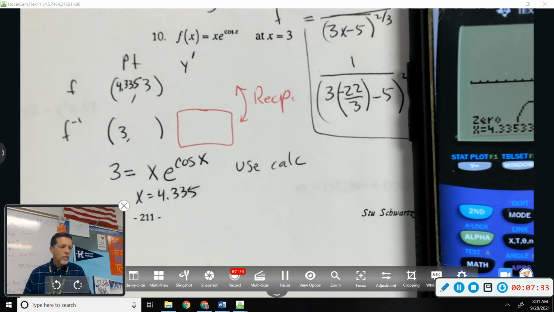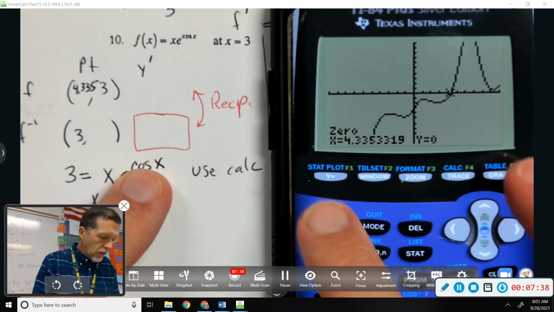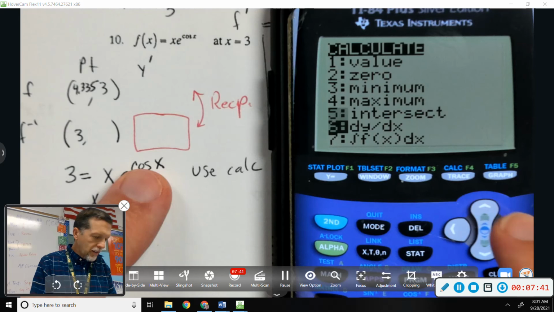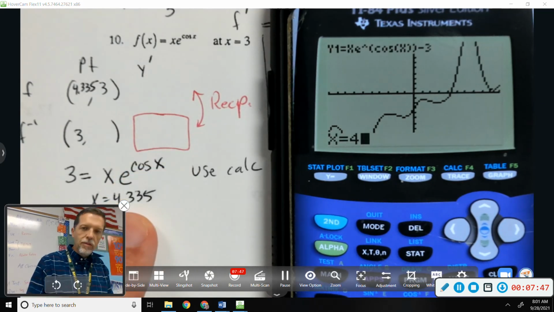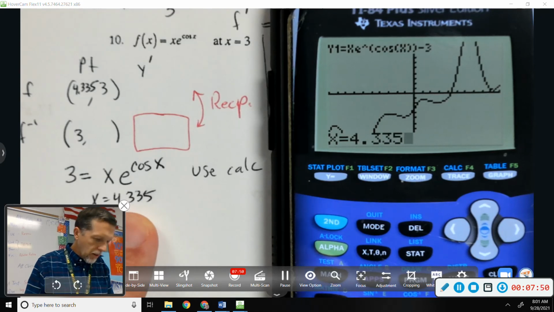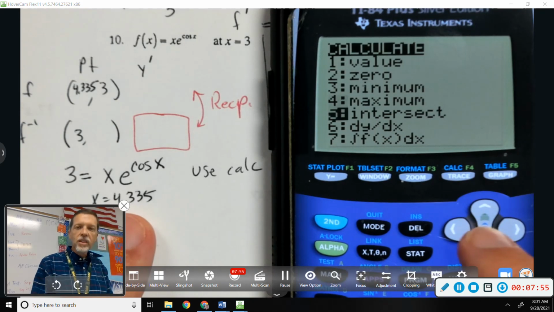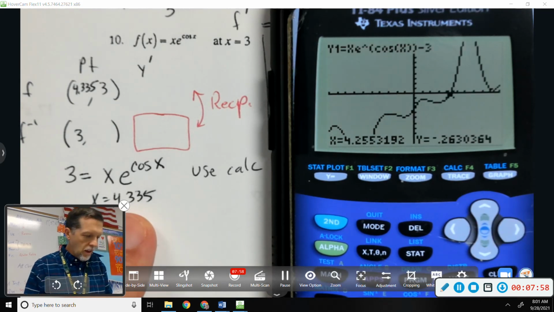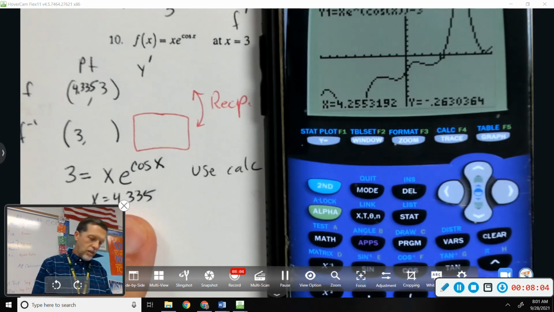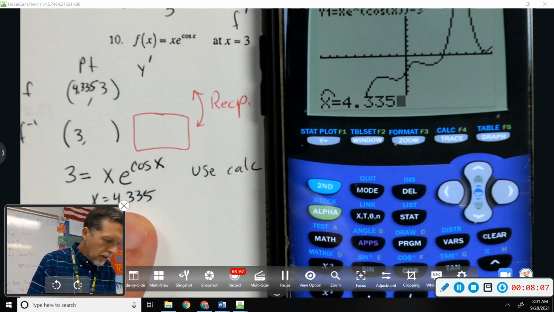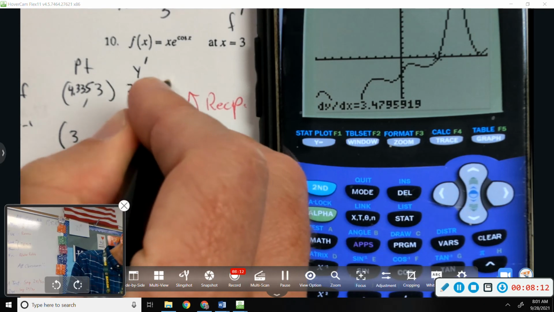And we need the derivative there, but the calculator can tell me the derivative there. So second calc, dy/dx, and I need to put in my values. One of the options is dy/dx. And then you can arrow around, but you have a specific point in mind, so you can just start typing in the point. 4.335. That gives 3.47959.